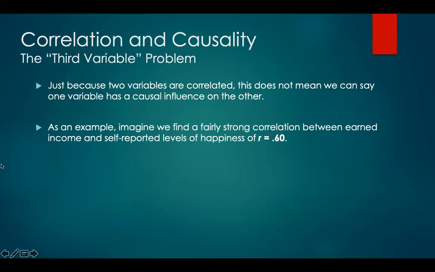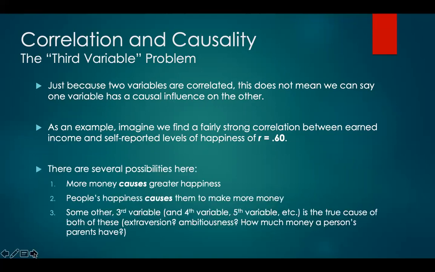Another issue with correlation comes down to causality and the third variable problem. Just because two variables are correlated, this does not mean that we can say one variable has causal influence on the other. As an example, imagine we find a fairly strong correlation between earned income and self-reported levels of happiness of R equals 0.6.